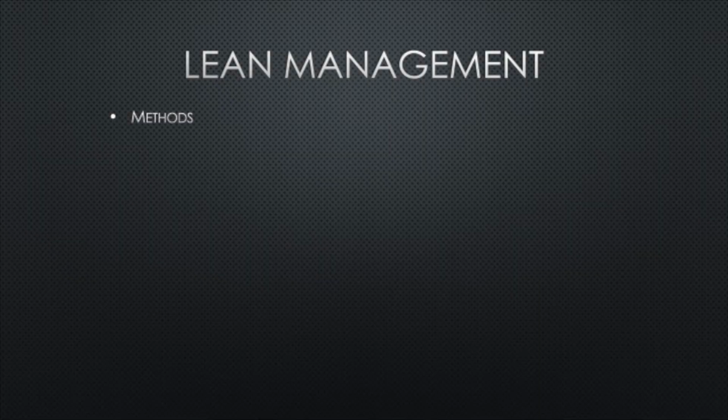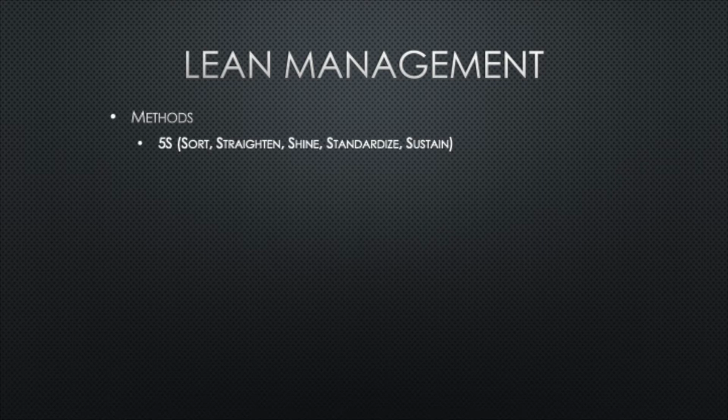So today I want to tell you something about lean management. We will focus on the following methods. The first method is 5S. It consists of the 5 elements: sort, straighten, shine, standardize, and sustain. The second method is called lean cell. The third method we will focus on is Kanban, and the fourth method we will focus on is called SMED, which improves the changeover time.